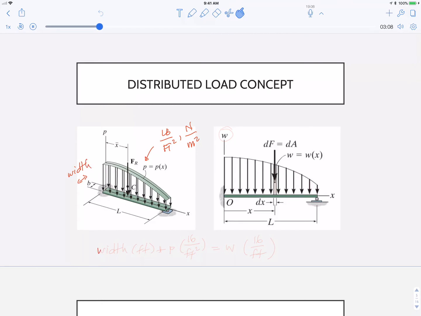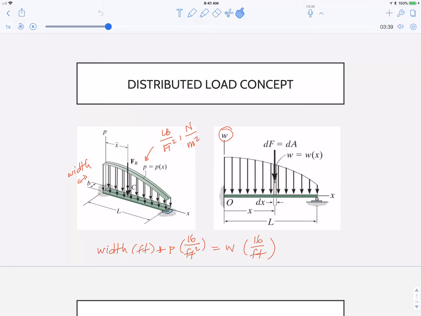Then we have the width, let's say in feet, times P, which is in pounds per square foot. And we'll call that W, and the units come out to be pounds per foot. So this W here is in pounds per foot. So it's a certain amount of pounds for every foot you travel across the beam.